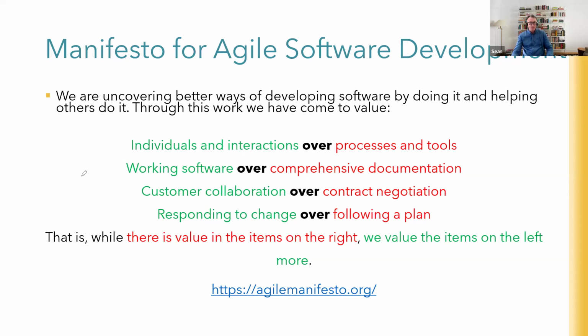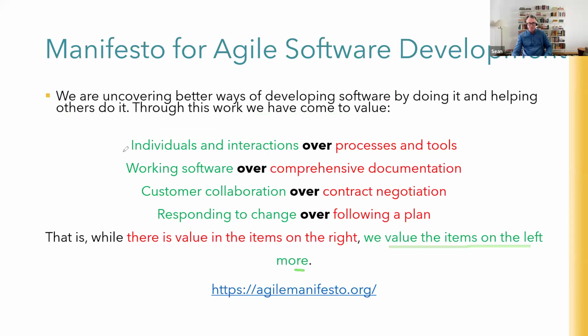This is what it says on page 1. This is all it says. We are uncovering better ways of developing software by doing it and helping others do it. So software, right there. Through this work, we have come to value. Now, just to be clear, there is value in the items on the right here, but they value the items on the left more.